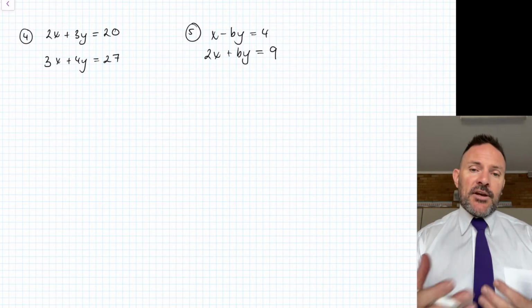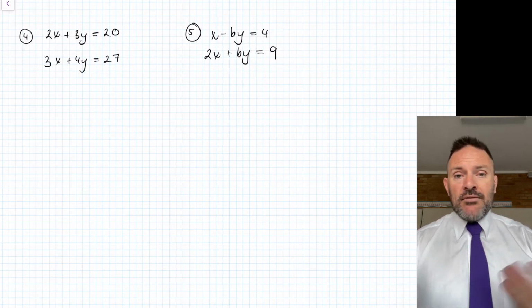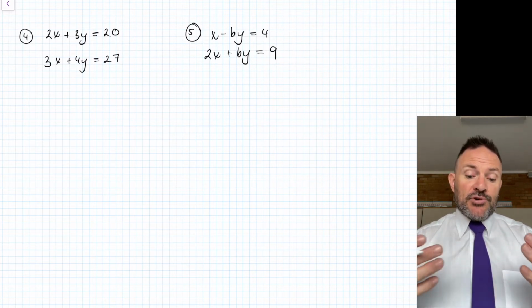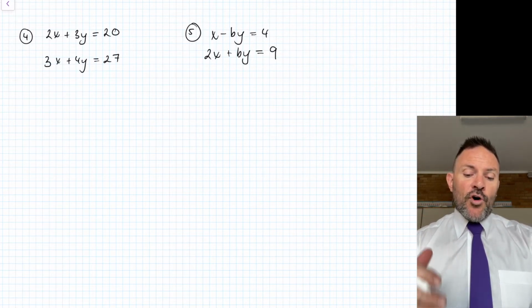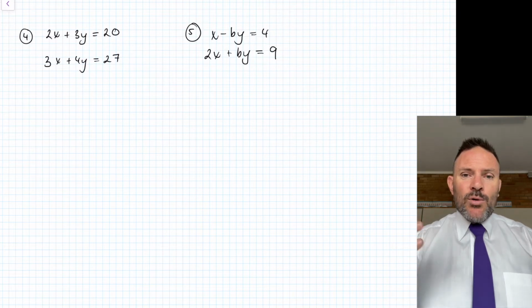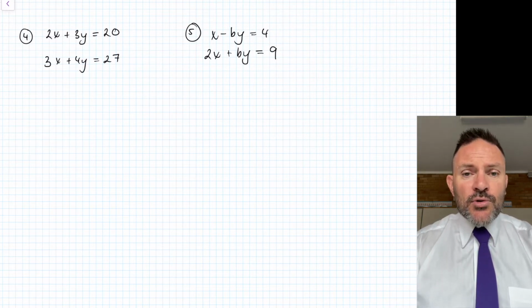Now, there's another issue here. If I add these together, I get 5x and 7y, which hasn't eliminated. If I subtract them, let's start from the bottom this time, 3 minus 2 is 1x, 4 minus 3y is 1y. Well, I've added and subtracted, yet they haven't eliminated. So is this not a correct question?